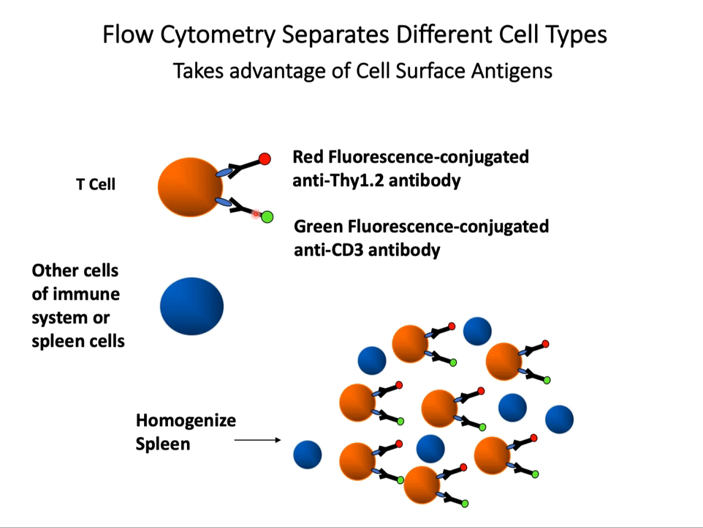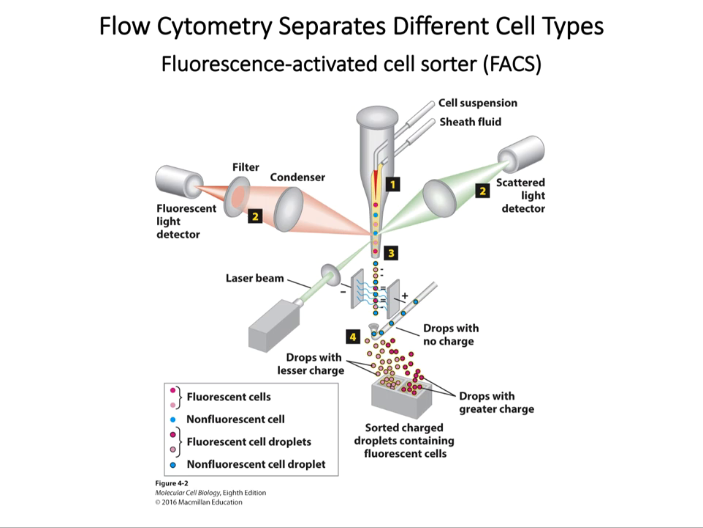So you stain your cells with the fluorescent antibodies, and only the T cells will bind to the antibodies and become fluorescent. So then you use a flow cytometer to separate those antibody-bound fluorescent T cells from all other cell types in the mixed population obtained from the spleen. This is a diagram of the setup of a flow cytometer, cell sorter, or fluorescence activated cell sorter, or FACS.